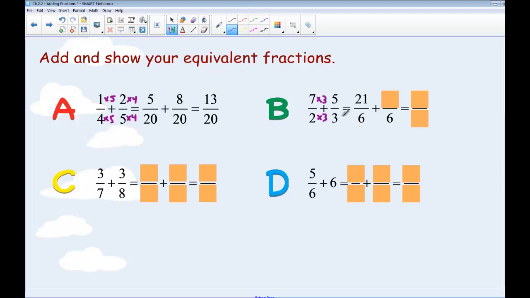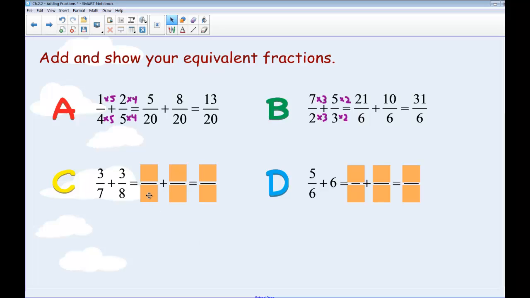In the second fraction, we multiplied the denominator by 2, so therefore we multiply its numerator by 2. So we get a numerator of 10. So 21 over 6 plus 10 over 6, those are what we call the equivalent fractions. You add the numerators together now, we get 31. The denominator stays at 6. This one doesn't reduce, so therefore that's our final answer.